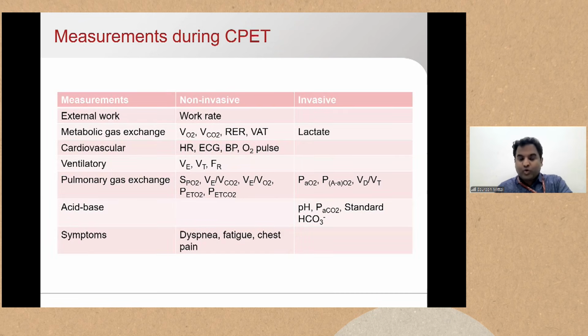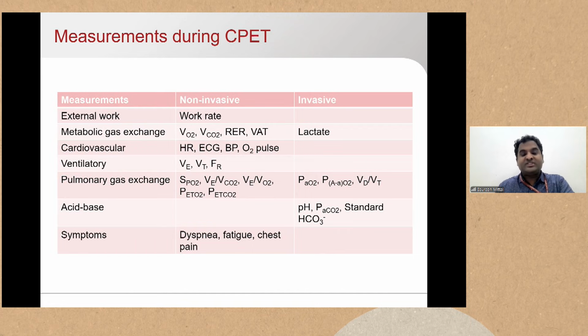Now we come to the core of my talk: what are the measurements which are done during cardiopulmonary exercise testing, and these are the values which we see on a report when we get one. So how do we read these? The measurements are given on the external work, that means how much watt was given to the patient cycle gradually.